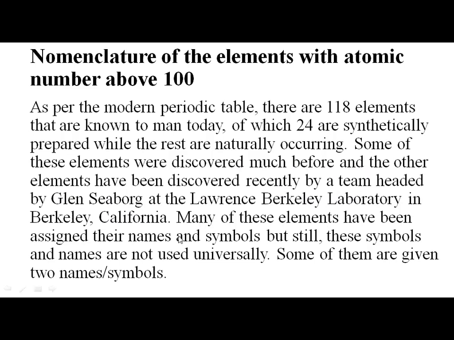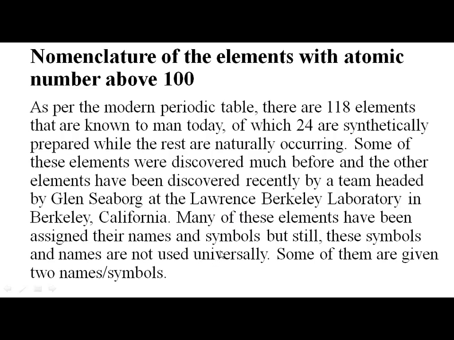Many of these elements have been assigned their names and symbols. For example, Einsteinium, atomic number 99. Einstein had discovered it, so it was given his name. Then we have one more example, curium. It was discovered by Madame Curie. So like that, they were given their names and symbols.